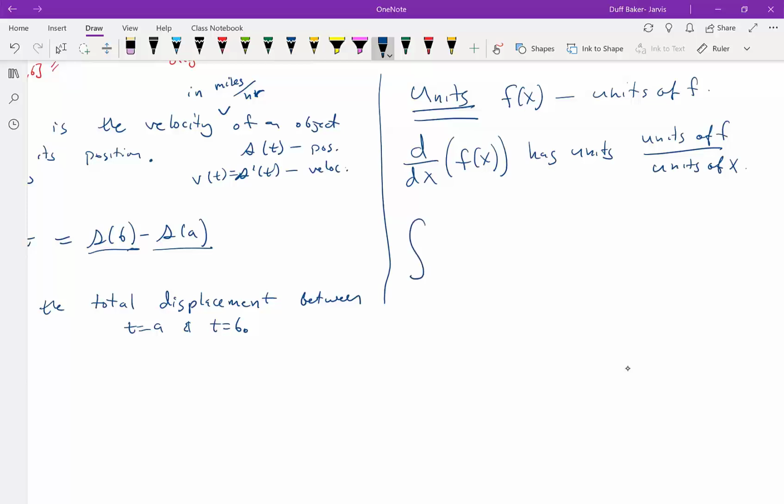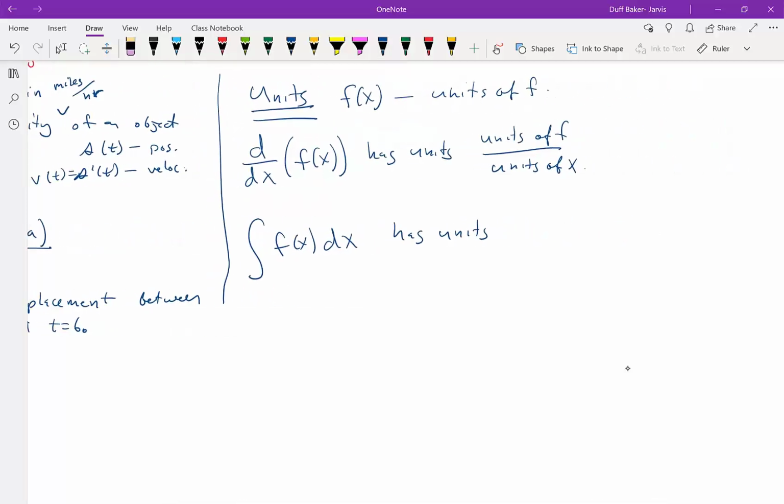If you take an integral, well, integrals are supposed to be essentially the opposite of taking a derivative, so you would think that instead of dividing by the input units, you would multiply, and that's exactly what happens. So whenever you integrate, you get units of f times units of x. It multiplies by an additional units of the input.